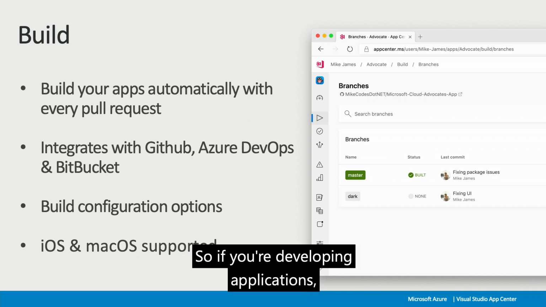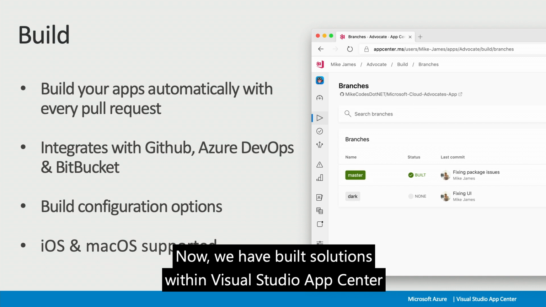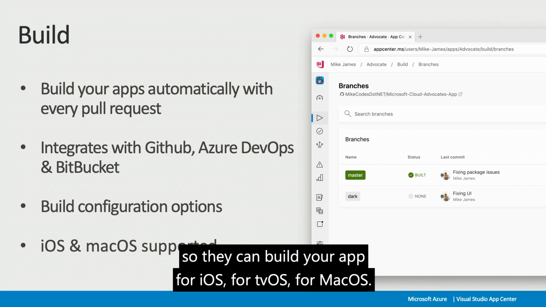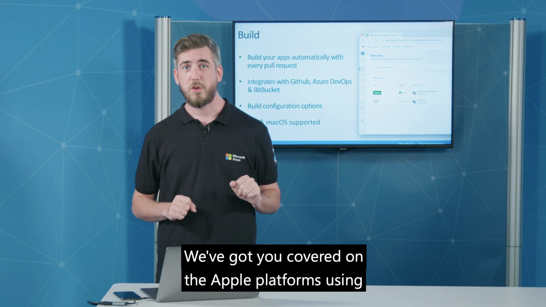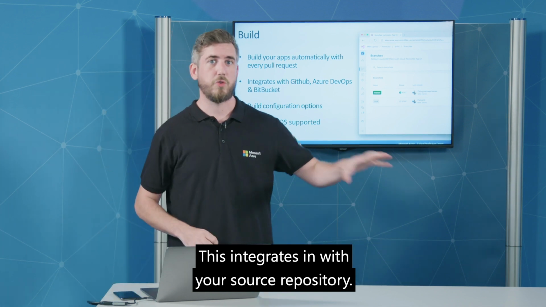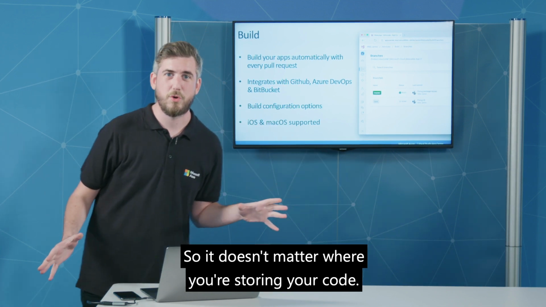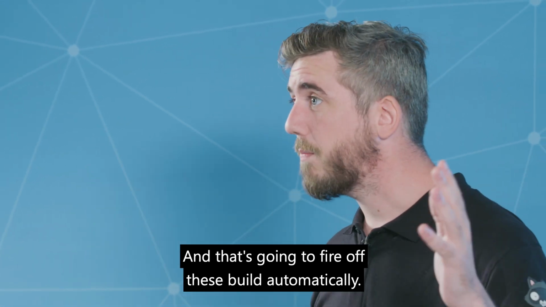So if you're developing applications, you need to build your app somewhere. Now we have build solutions within Visual Studio App Center, so this can build your app for iOS, for tvOS, for macOS. We've got you covered on the Apple platforms using either Objective-C or Swift. This integrates in with your source repository, so it doesn't matter where you're storing your code, we're probably going to be able to integrate with it, and that's going to fire off these builds automatically.